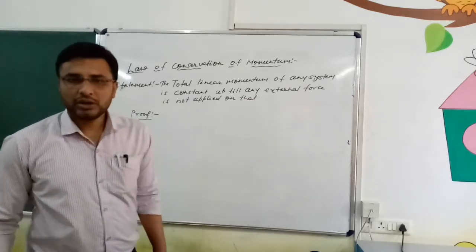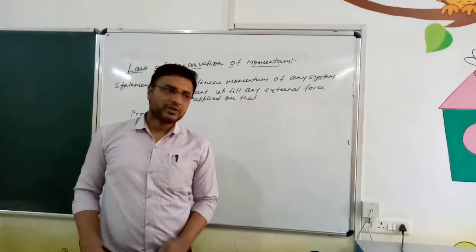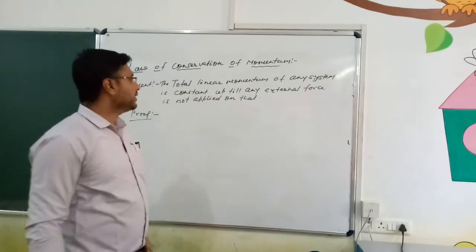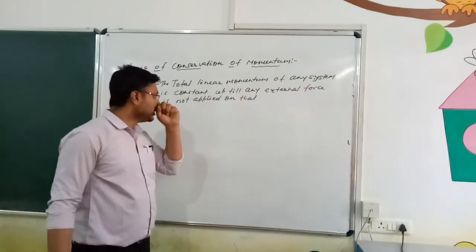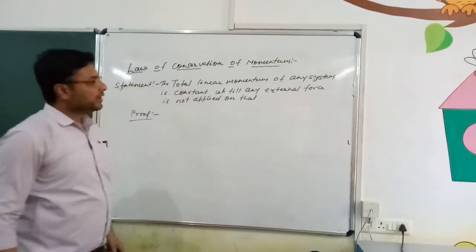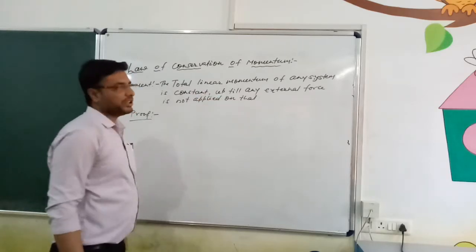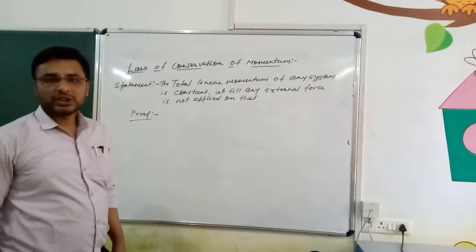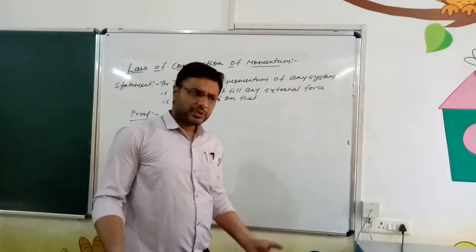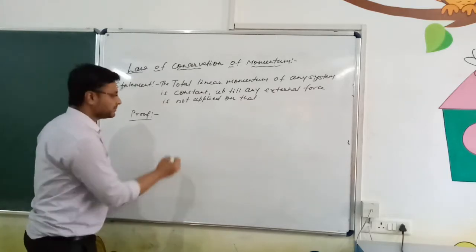In any law, if we have a statement, there have to be proofs. So how can we prove the law of conservation of momentum? We are given that in any system the total linear momentum is constant until an external force is applied. To prove that linear momentum is conserved, we require a system.